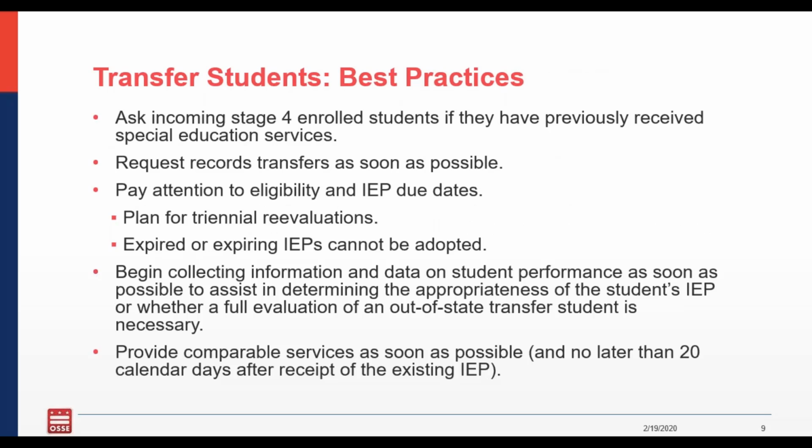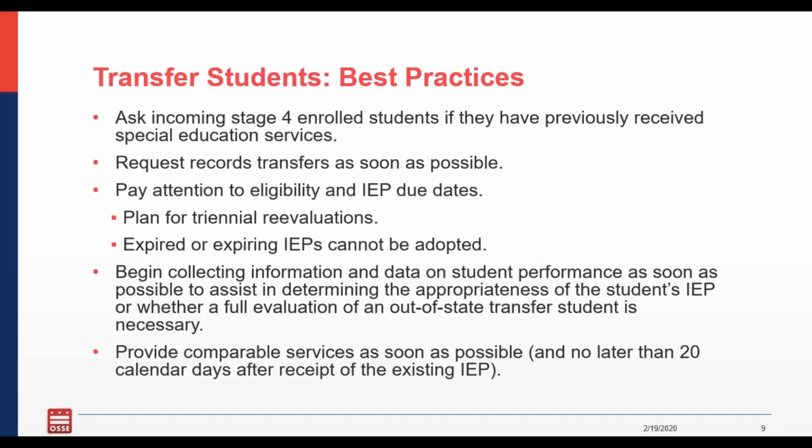So a couple of best practices here related to transfer students. When you get a Stage 4 enrolled student, you can then ask them if they have previously received special education services. Prior to Stage 4 enrollment, it is not recommended because of the risk of discrimination against students with disabilities. But once a student is Stage 4 enrolled in your LEA, you should be asking the parent for all prior documentation, including if they have documentation that the student previously received special education services. So ask for IEPs from incoming parents. You should be requesting records transfers as soon as possible, as I talked about earlier.